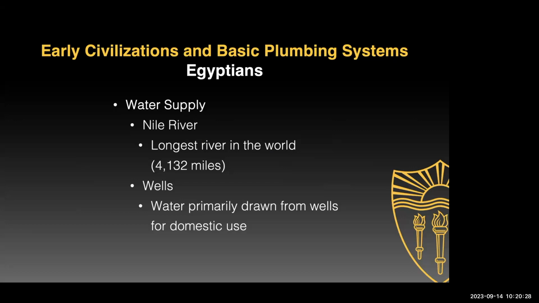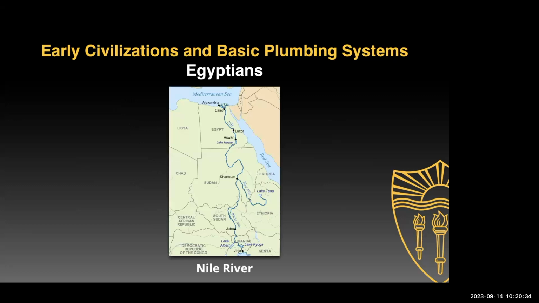Aside from the Nile, the Egyptians also used some wells they had for domestic use. And here we can see a map of the Nile River. You can see it here. It starts from the Mediterranean Sea through Egypt and heads south through Africa. So you can see it touches all those other parts of Africa there. And at the very top is Egypt. And that's where Egypt got most of its water from.